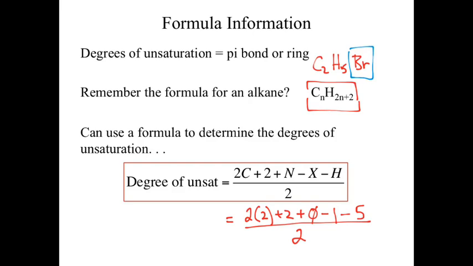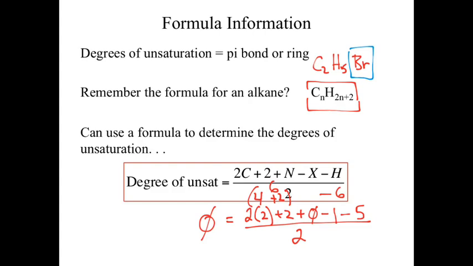Okay? So 2 times 2 is 4, plus 2, which gets us 6, and then we get minus 6 over here. We'll get 6 minus 6 divided by 2, and we get 0, which means there are 0 degrees of unsaturation, which also means our structure is fully saturated. There are no pi bonds, there are no rings. Okay? It doesn't tell us what our answer is, it just tells us that those things aren't present.